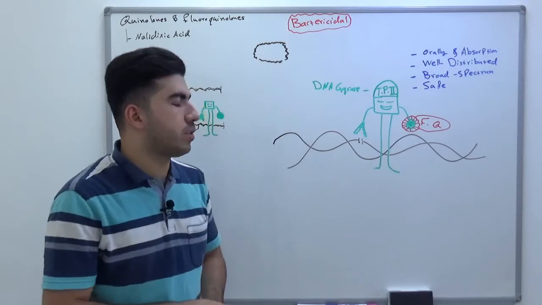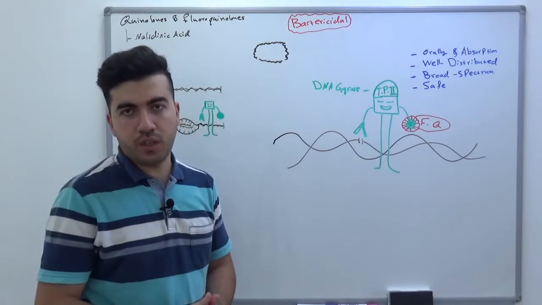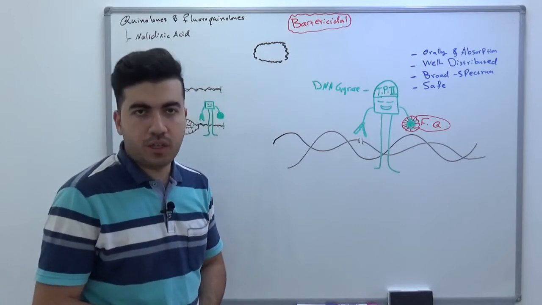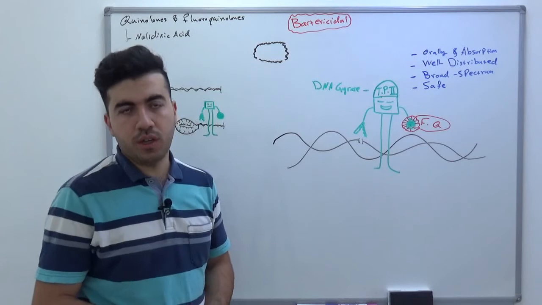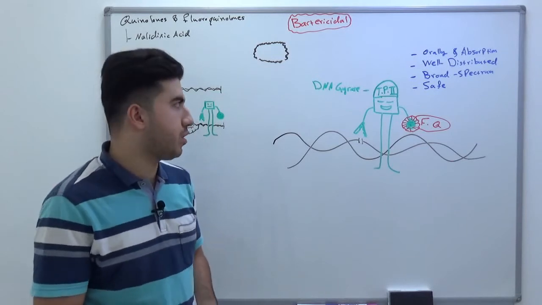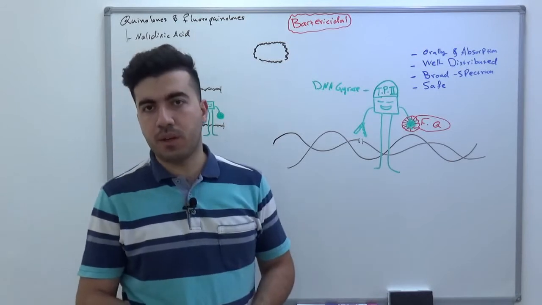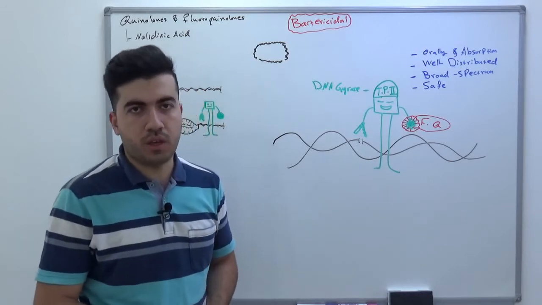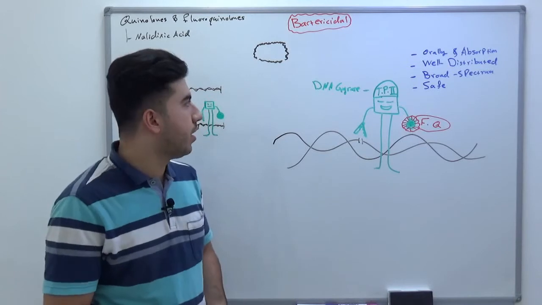So fluoroquinolones lead to what? Fragmentation of the DNA. And with the fragmentation of the DNA, of course, you know there will be no replication to daughter cells or no transcription to messenger RNA, and eventually the bacteria will die without growth and without replication.